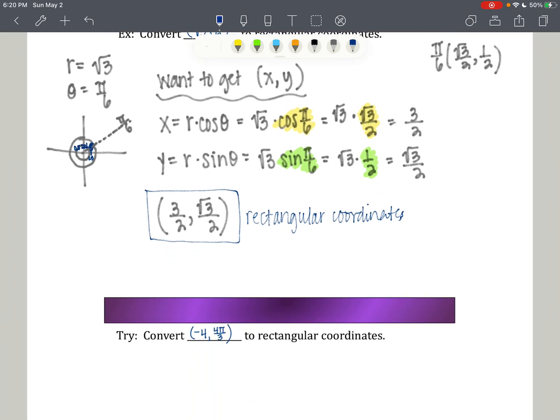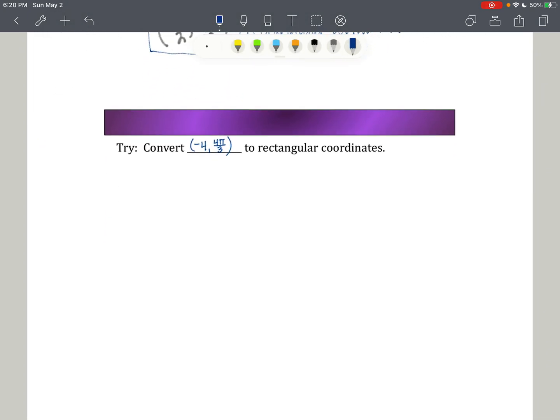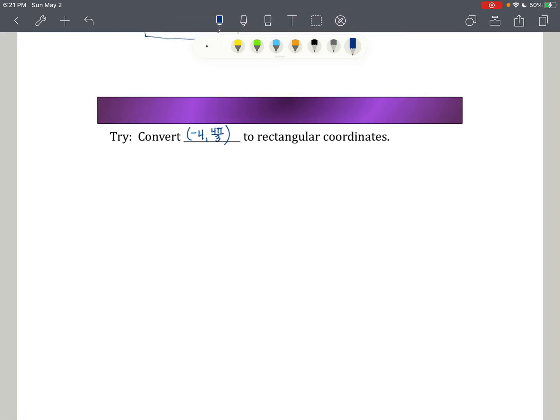Okay, here's one for you to try. -4, 4 pi over 3. So you go ahead and try to convert those to rectangular coordinates. And when you're ready to reveal the answer, press play. So be sure to press pause. Okay, thanks for trying that on your own. If you got 2, 2 square root of 3, you got the right answer.